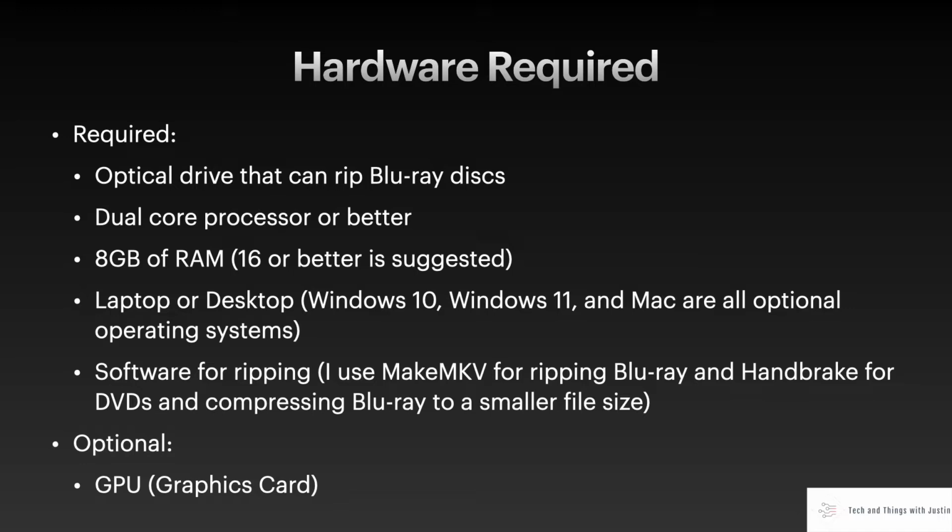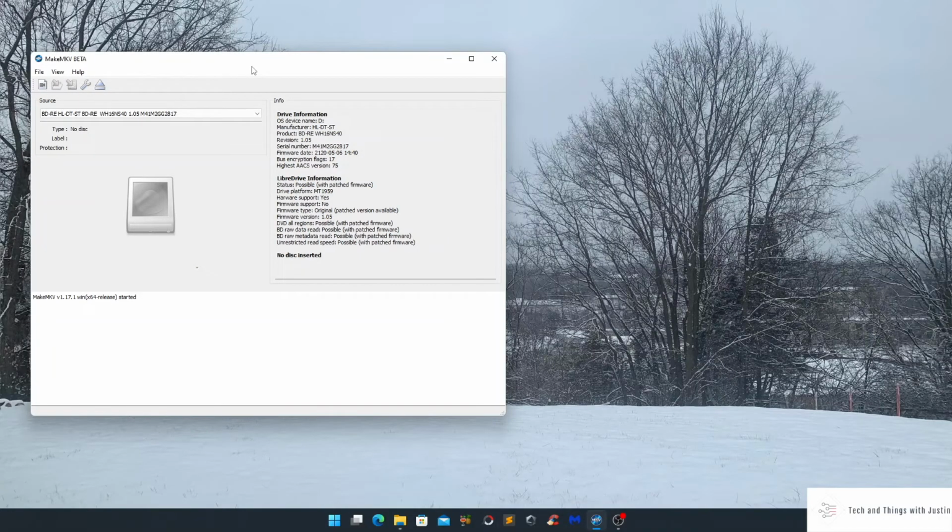First, as far as hardware, you're going to need an optical drive that can read and write Blu-ray. As far as operating systems, this works on Windows 10, Windows 11, as well as Mac OS. Some free software that you can download would be MakeMKV, and I've got a beta version right here, and it has been a great product for me. You can use this to read and rip Blu-ray.